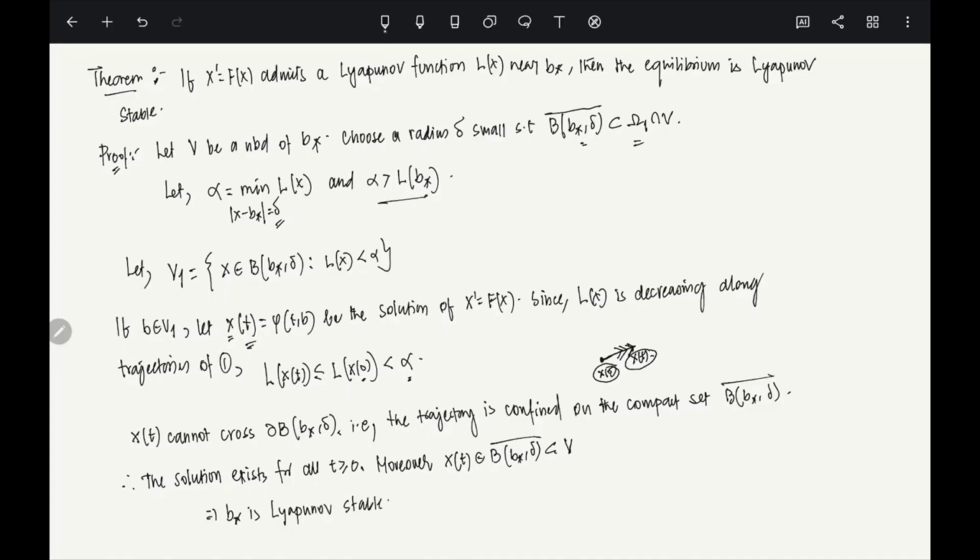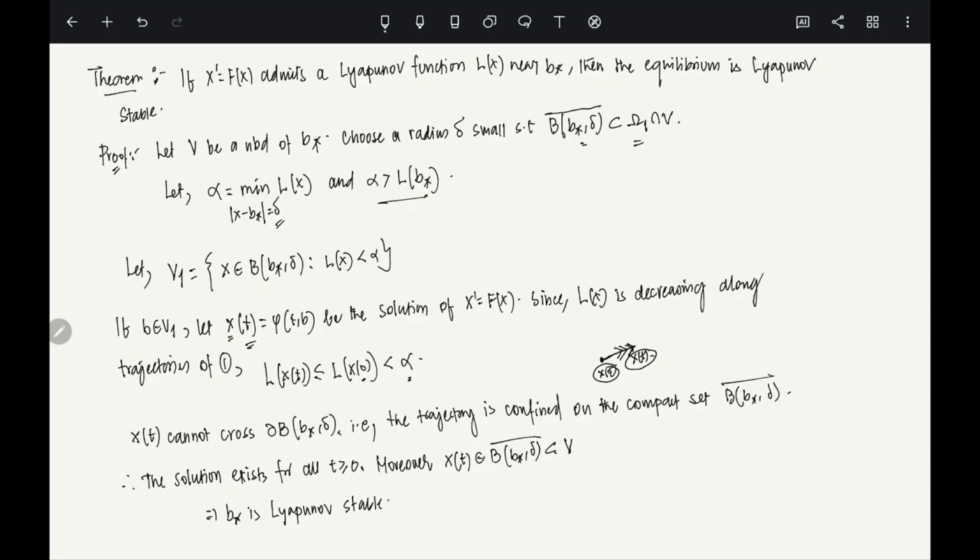I hope this is clear to you. You remember the theorem we did, right? We proved that if there is a trajectory, and I told you it is a very important theorem which we are going to use later also. If you can bound a trajectory in a compact set, then the solution has to exist for all time t. So since it exists for all time t, x of t is in that compact set, which is again contained in V, right? And that is the definition of Lyapunov stability. Then that will imply that B star is Lyapunov stable.